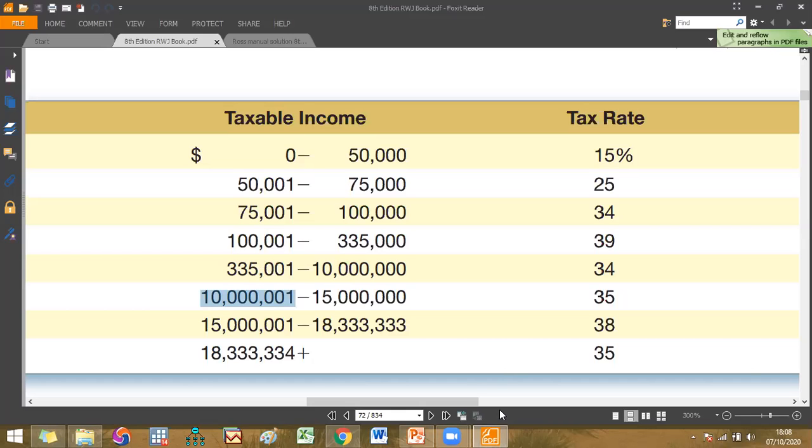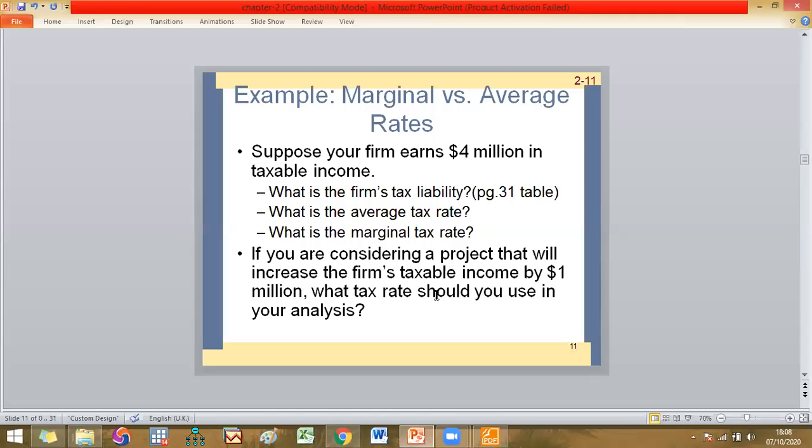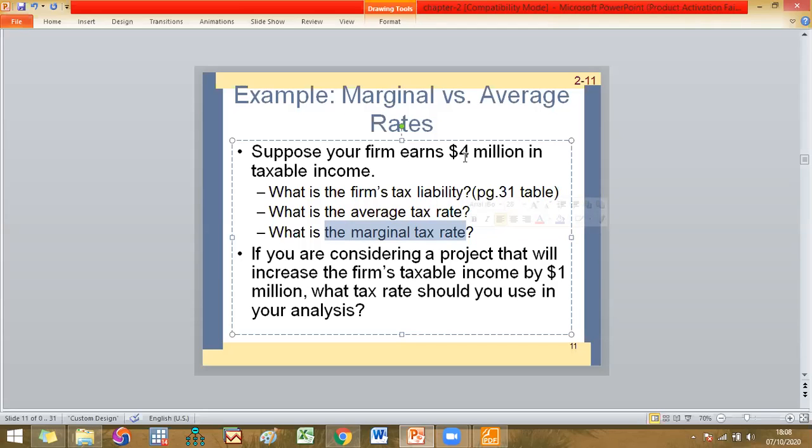Okay, but here in our example, the question is what will be the marginal tax rate? So you will say that on every extra dollar above $4 million, we have the same 34% rate. Okay. Now, if you are considering a project that will increase the firm's taxable income by $1 million, what tax rate should you use in your analysis? So, if the taxable income is increased by $1 million, we have $5 million. $5 million will have the same 34% rate. Okay.